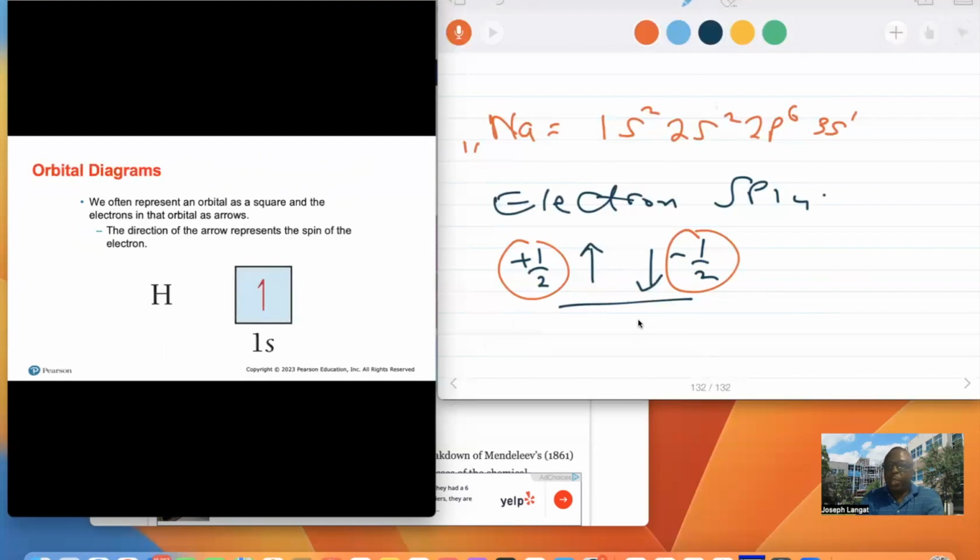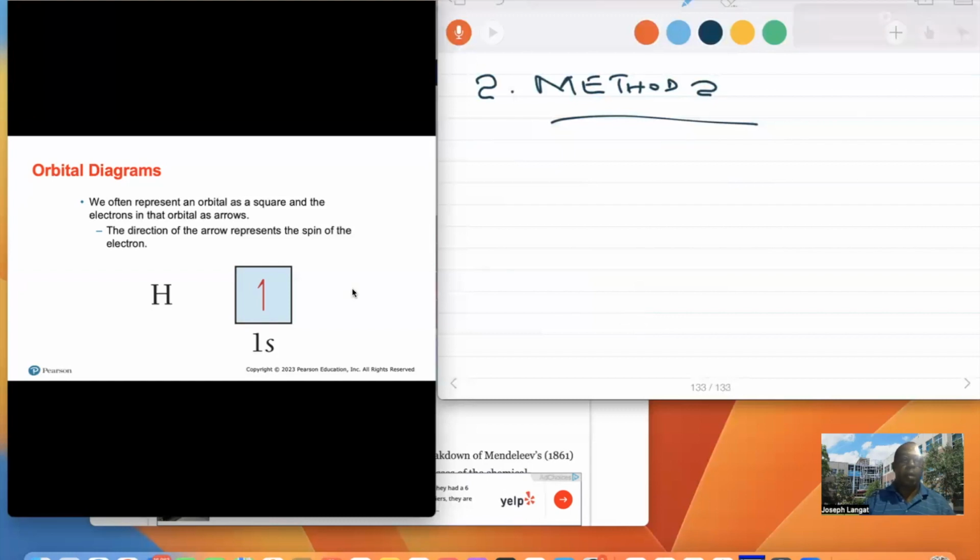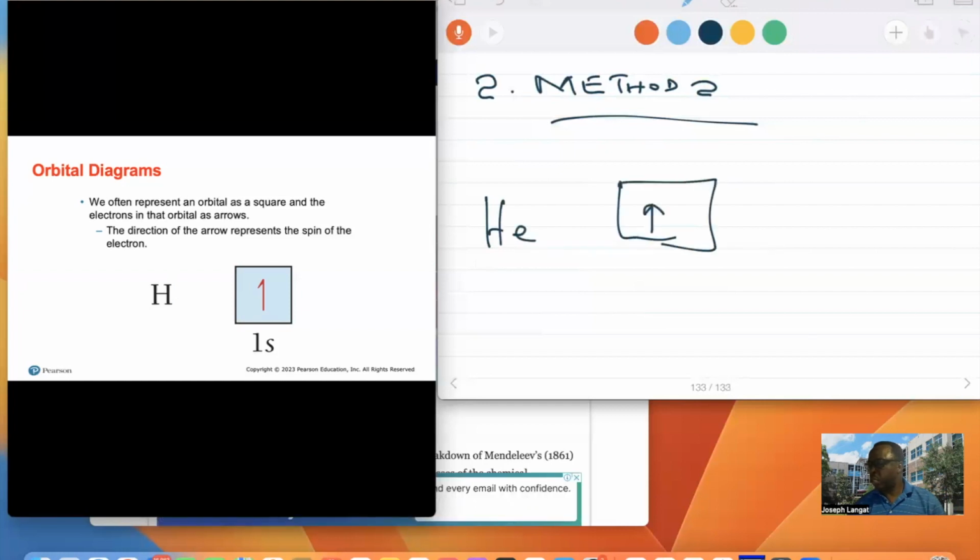So method 2 is the orbital filling diagram. It is called orbital filling diagram. You see how, if I'm to write helium, they must have opposite spin. So assume this is 1s.